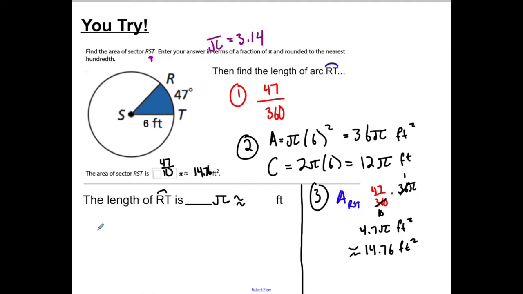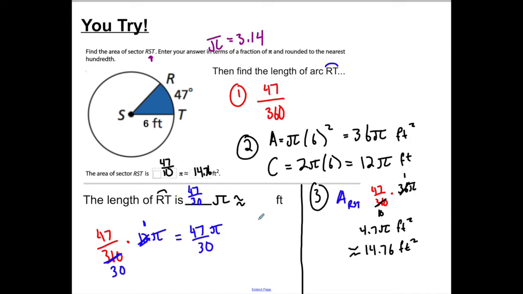Finally, to get the arc length, I'm going to do 47/360 times the total circumference. And we know the total circumference is 12 pi. So I'm going to do 47 over 360 times 12. That gets me 1.566667. I'm going to try to convert it to a fraction on my calculator. When I convert it as a fraction, I get 47 over 30 and add the pi. Why does this happen? Because the 12 will cancel as a 1, and then the 12 goes into the 360 30 times, so we get that. So I would enter 47 over 30 pi.